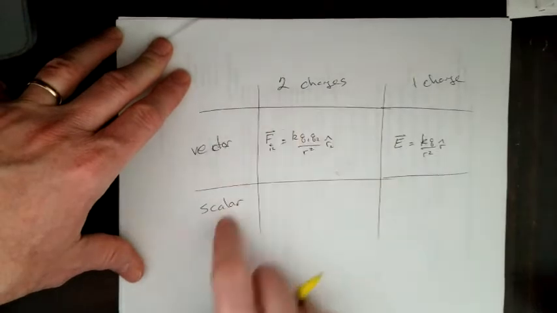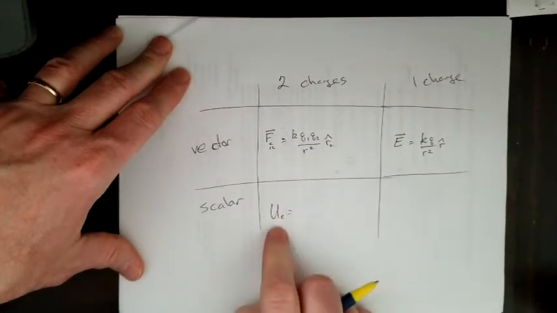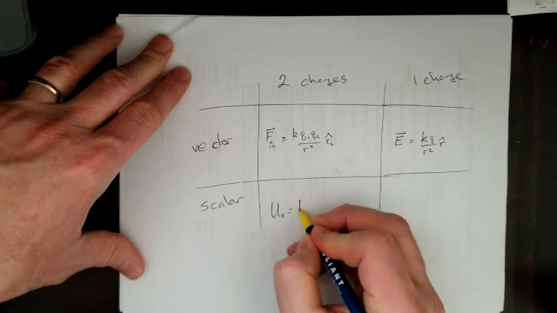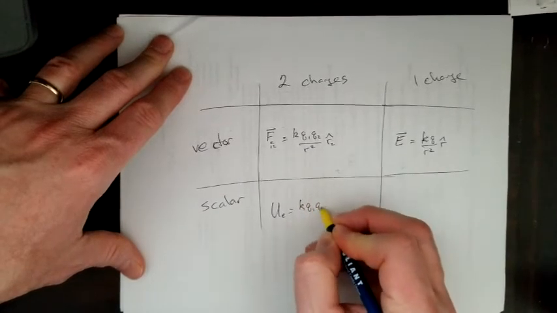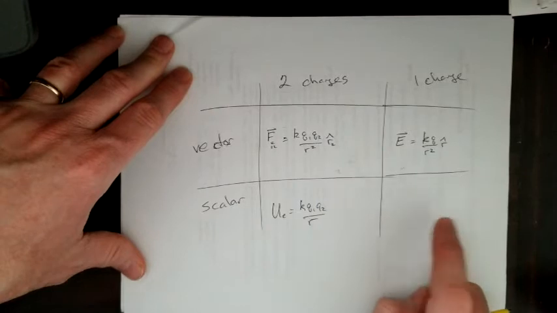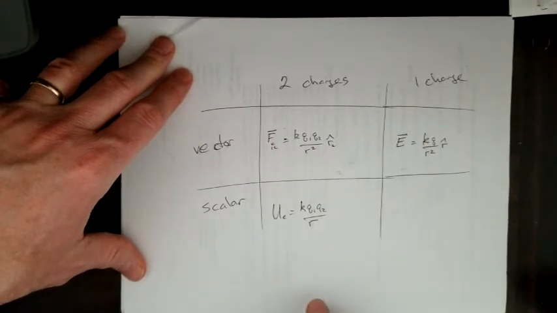When I'm talking about two charges and a scalar, I can talk about energy, because the electric potential energy is k q1 q2 over r. And we have a blank here. So there has to be something involved. So let's talk about that a little bit.